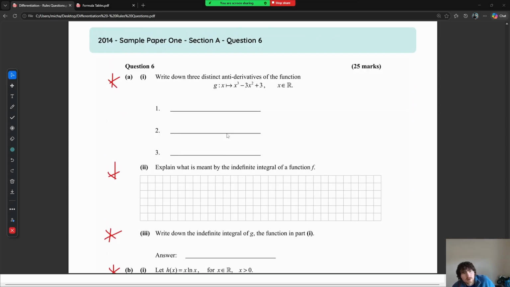So this is a bit of a funny one here. This is a sample paper. The wording of these is a bit unusual, like it's from 12 years ago. It just says write down 3 distinct antiderivatives of this. So that's integration, antiderivatives or integration.